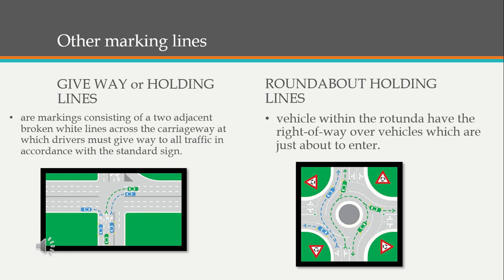Next is roundabout holding lines. Vehicles within the rotunda have the right of way over vehicles which are just about to enter. Engineers use the term modern roundabout to refer to junctions installed after 1960 that incorporate various design rules to increase safety. Both modern and non-modern roundabouts, however, may bear street names or be identified colloquially by local names such as a circle, road circle, traffic circle, rosary, rotunda, or island.